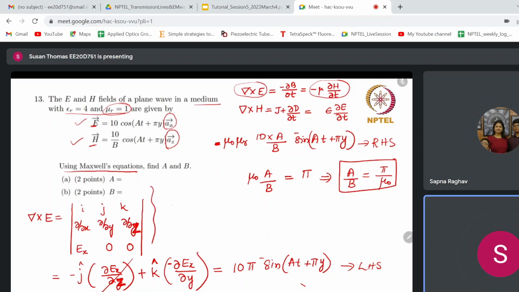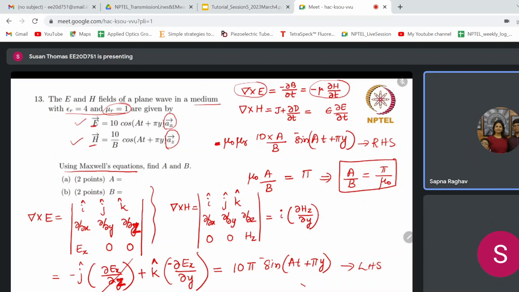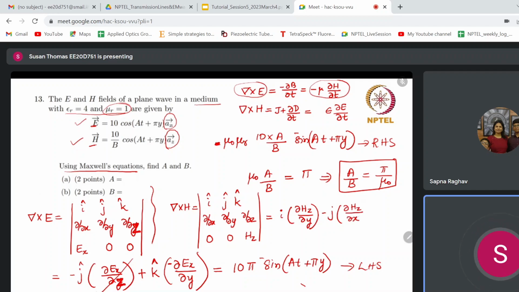Yes, ma'am. Okay, now del cross H, I can write IJK directions basically. Whenever we dou by dou x, dou by dou y, dou by dou z, and the third row will be Hx. Hx is 0, Hy is again 0, Hz we have a component. So I into dou Hz by dou y, minus j into dou Hz by dou x, k into 0. Now if you see dou Hz by dou x, there are no components depending on x, so this again becomes 0. So we have only dou Hz by dou y component.